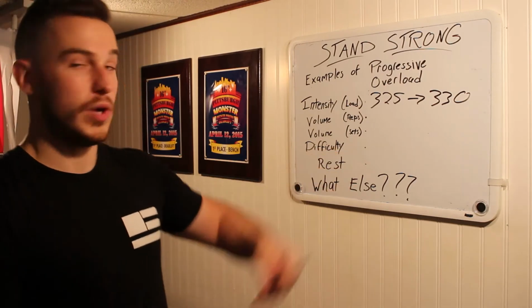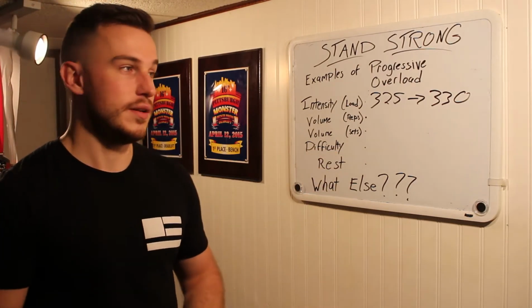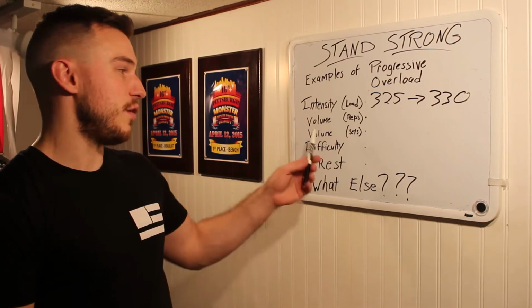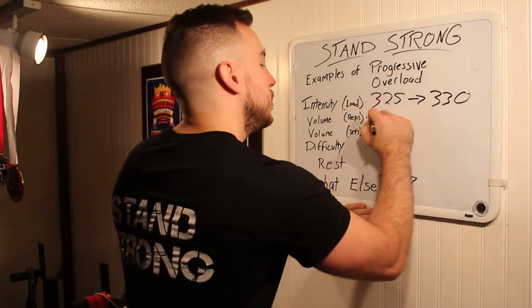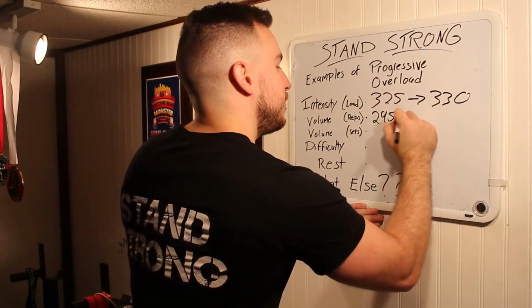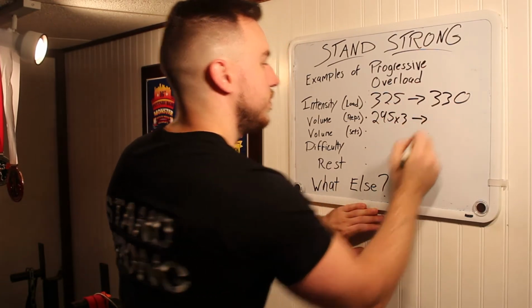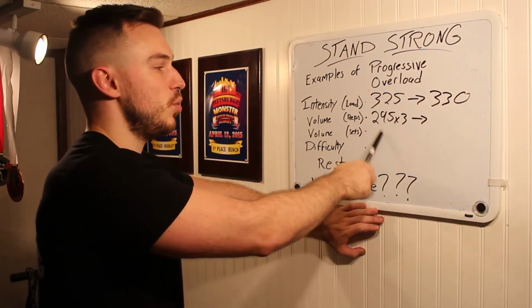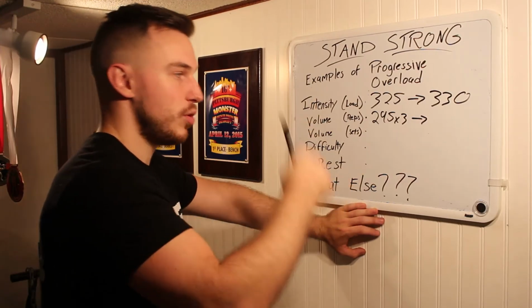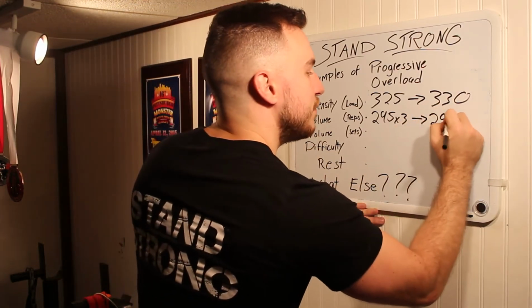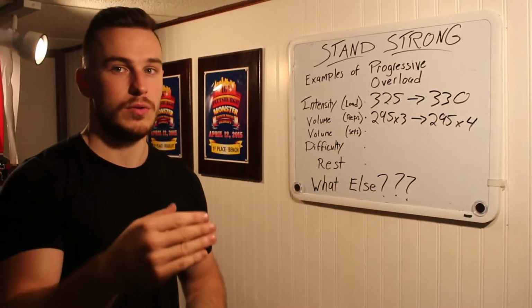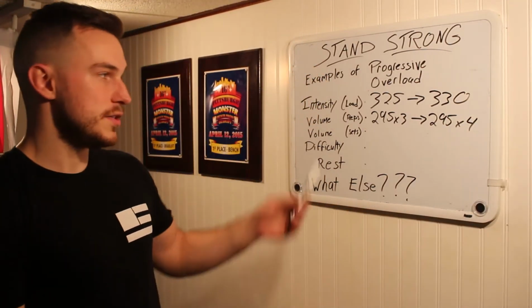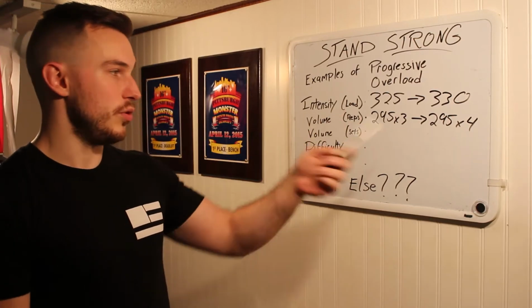Now let's say you don't want to change the weight that you're lifting. The next example is manipulating volume through changing your rep scheme. So let's say you can do 295 for sets of 3, and the next week you don't want to change the weight, but you can add 1 more rep. So 295 for a set of 4. Small changes over time.